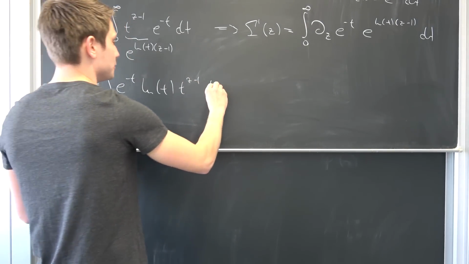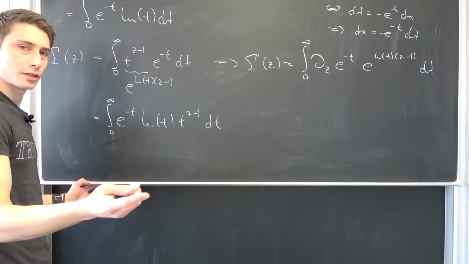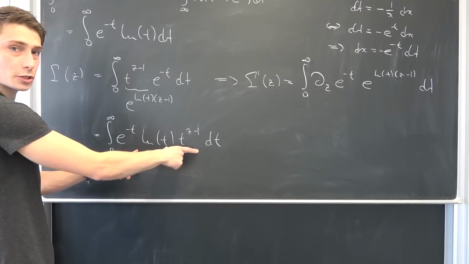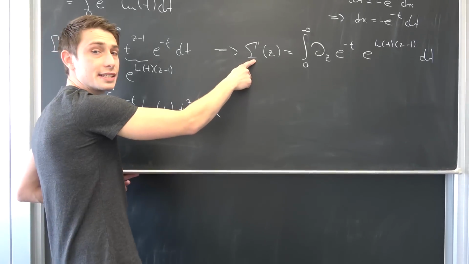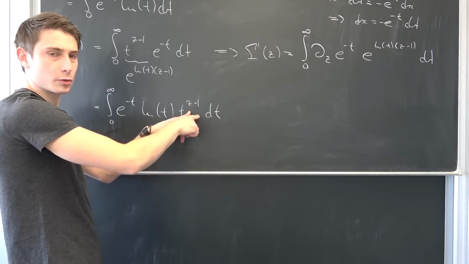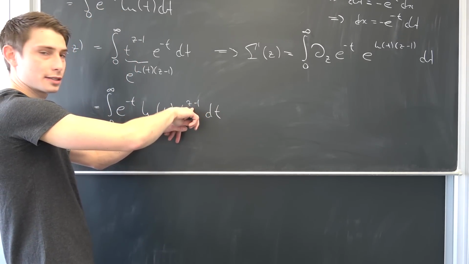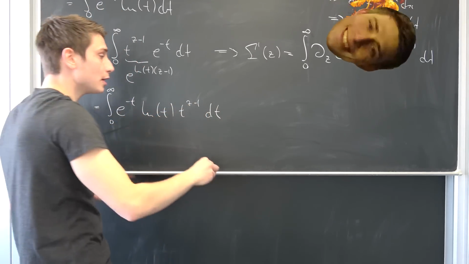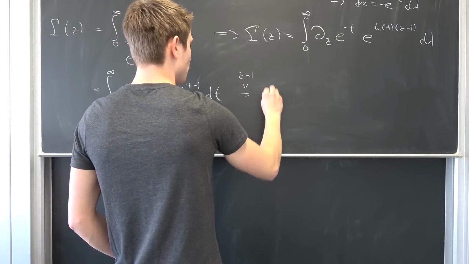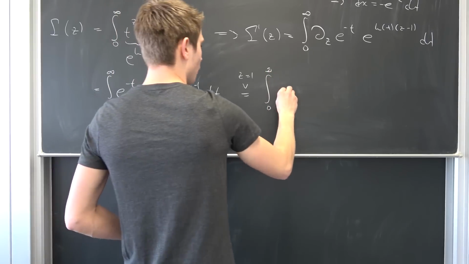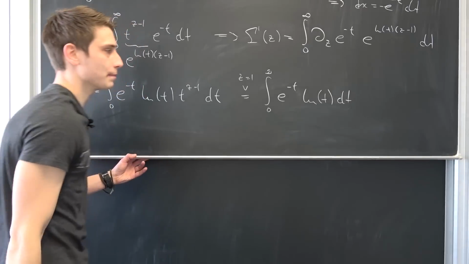Integrated with respect to t. But doesn't that look quite familiar? So this integral is actually just this integral where we evaluate this gamma prime at z being equal to 1, because if we plug 1 into here, you see this is just going to be t to the 0th power for z equal to 1. It's nothing but our integral from 0 to infinity of e to the negative t, natural log of t, integrated with respect to t.